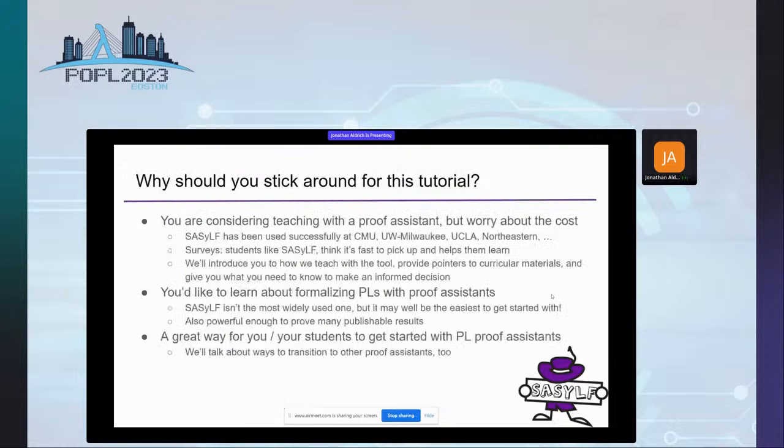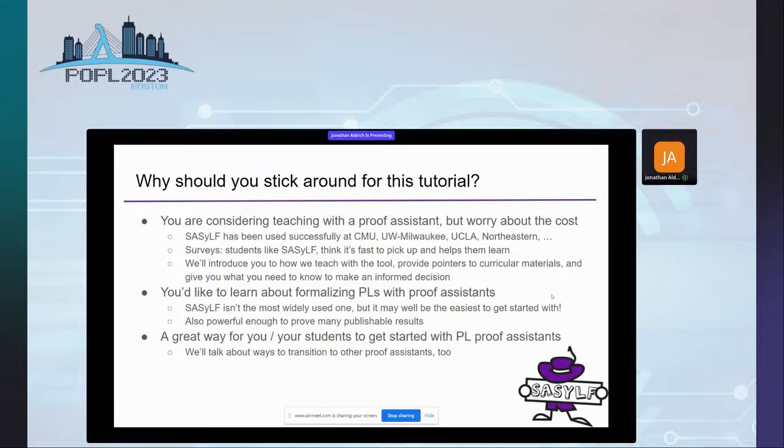So why should you stick around for the rest of this tutorial? Maybe you're thinking about teaching with a proof assistant, but you worry about the cost. So we have used Sassy Elf successfully at CMU, Wisconsin, Milwaukee, UCLA, Northeastern, perhaps some other schools. We've done some surveys. The details are available on the Sassy Elf webpage, but students like it. They think it's fast to pick up, and they think it helps them learn more effectively. So we're going to introduce you to how we teach with the tool, provide pointers to the curricular materials. That's what you've downloaded, and hopefully give you what you need, at least part of what you need to make an informed decision about teaching.